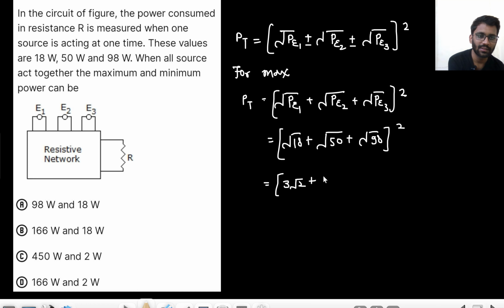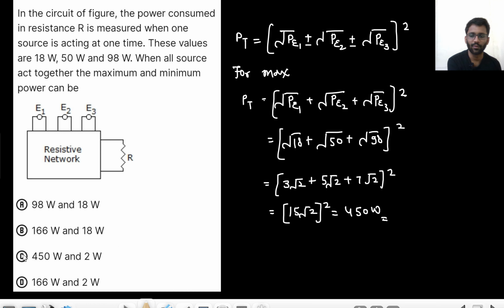You can write this one, 50, as 25 into 2, so 5 root 2, and this one as 7 root 2, right? So it will be 3 plus 5 plus 7, that is 15 root 2, whole square. It will simply be 450 watt. Okay, so this is the maximum, 450 watt. The minimum will be 2 watt by option, you know.